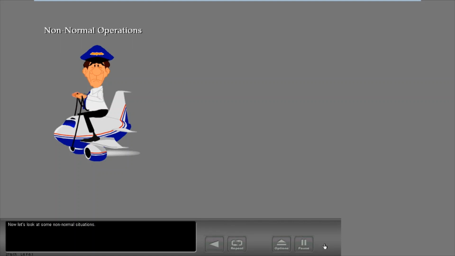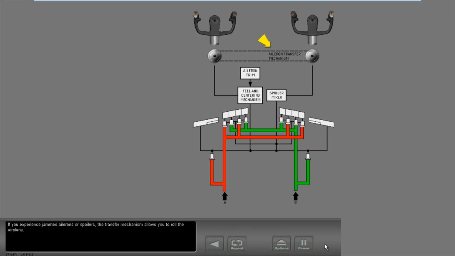Now let's look at some non-normal situations. If you experience jammed ailerons or spoilers, the transfer mechanism allows you to roll the airplane. If the ailerons jam, force applied to the first officer's control wheel operates the spoilers to roll the airplane. The captain's control wheel does not move. If the spoiler system jams, force applied to the captain's control wheel operates the aileron to roll the airplane. The first officer's control wheel does not move.